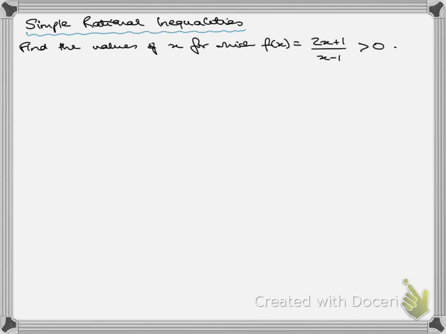Let's look at some simple rational inequalities now. Find the values of x for which f of x equal to (2x plus 1) over (x minus 1) is greater than 0.